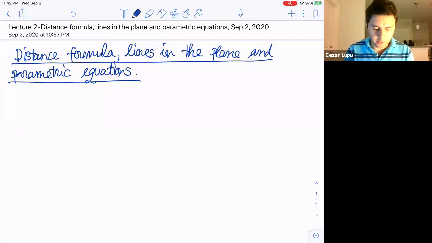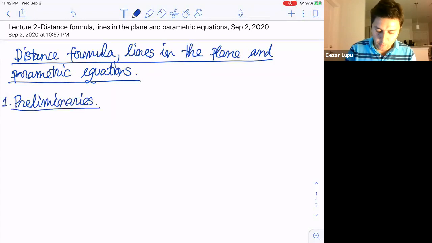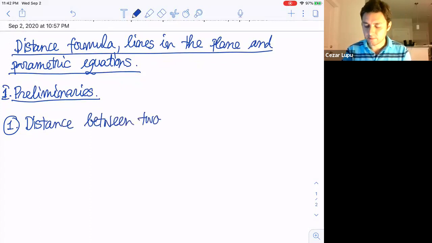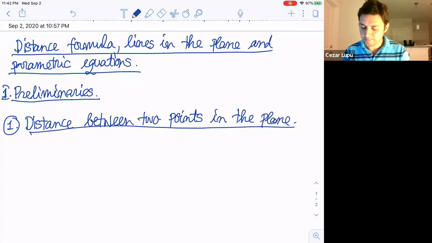All right. First, I would like to start with some preliminaries. The first thing that I want to do, okay, let me do it like this. And now, the first thing I want to discuss is the distance between two points in the plane. Well, you will see it's not that hard, and first let me start with the absolute value.